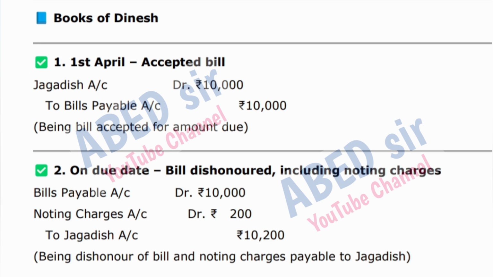2. On due date bill dishonored, including noting charges. Bills Payable A/c Dr. 10,000 rupees. Noting Charges A/c Dr. 200. To Jagdish A/c 10,200 rupees. Being dishonor of bill and noting charges payable to Jagdish.